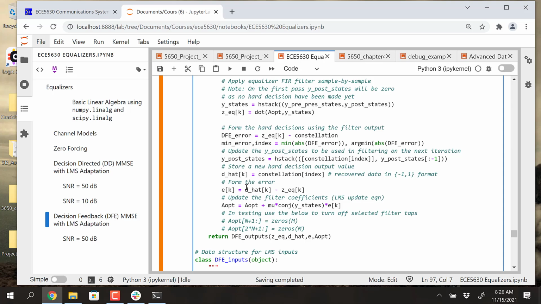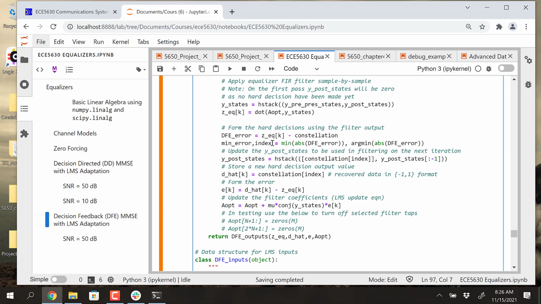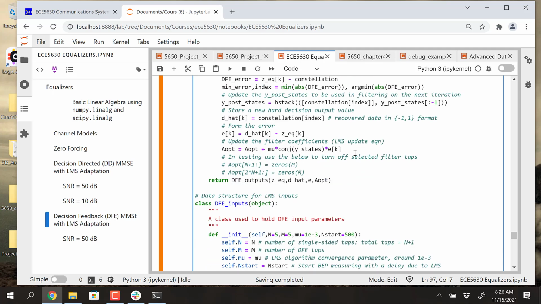So I do that, and then I also get the error sequence from that current value coming out of the sum of products, and then I subtract my, well, this is d hat, this is the hard decision value. It's the same as the constellation at the index that came out of this minimizing operation. This minimizing operation is handy if you're doing things with a two-dimensional constellation, because it will find the closest value in the plane, and that's what the decision, the slicer, is all about.